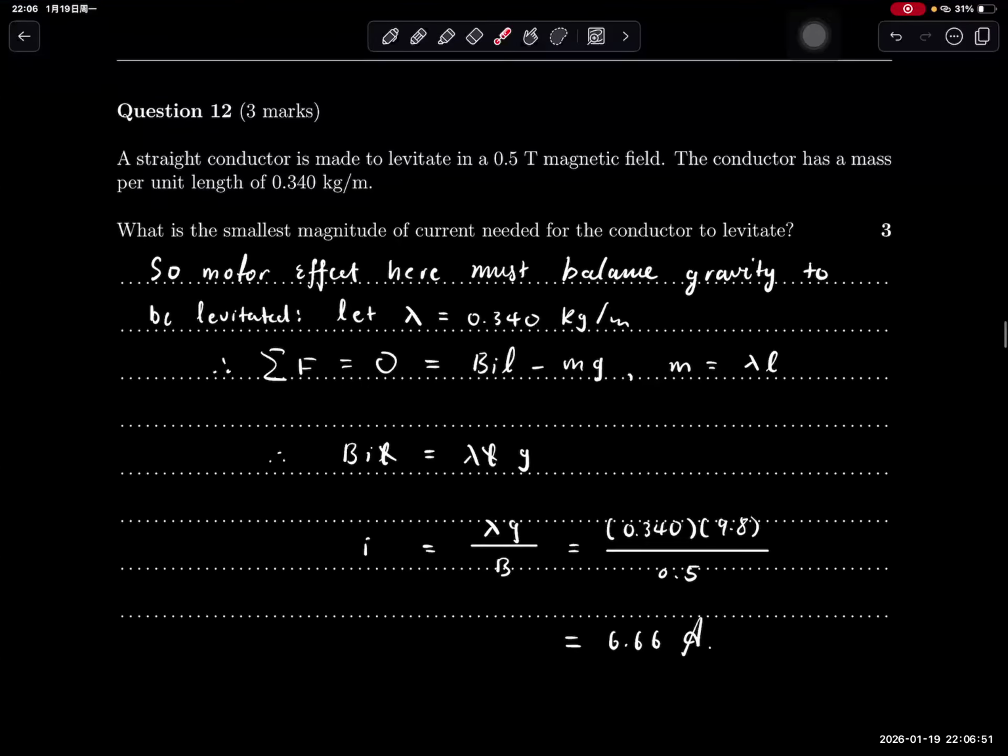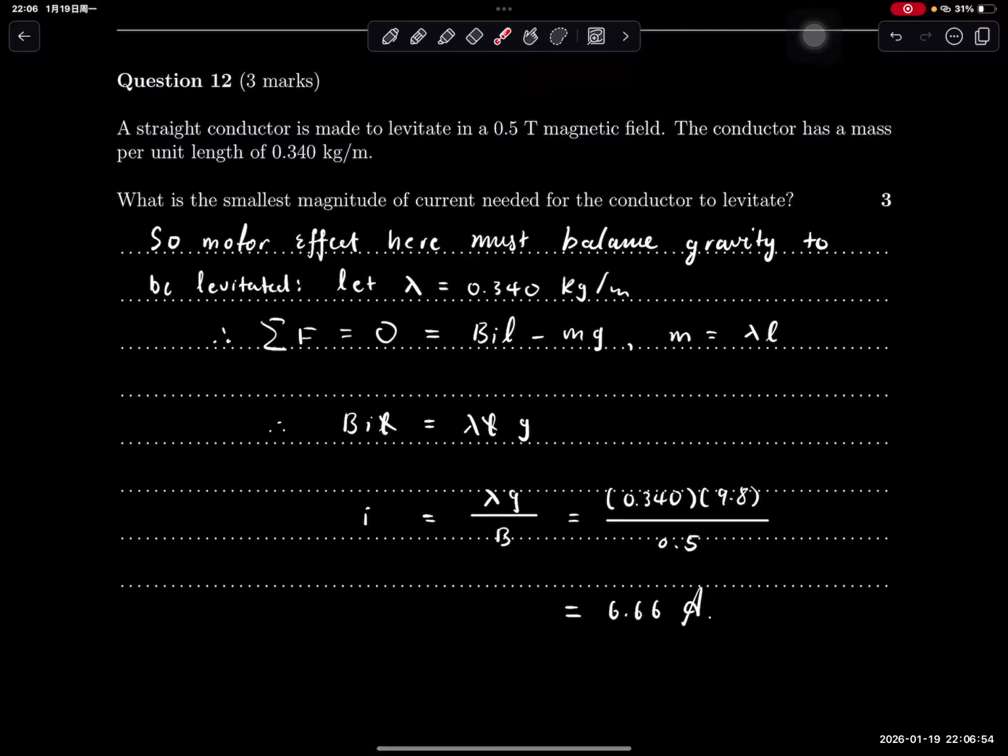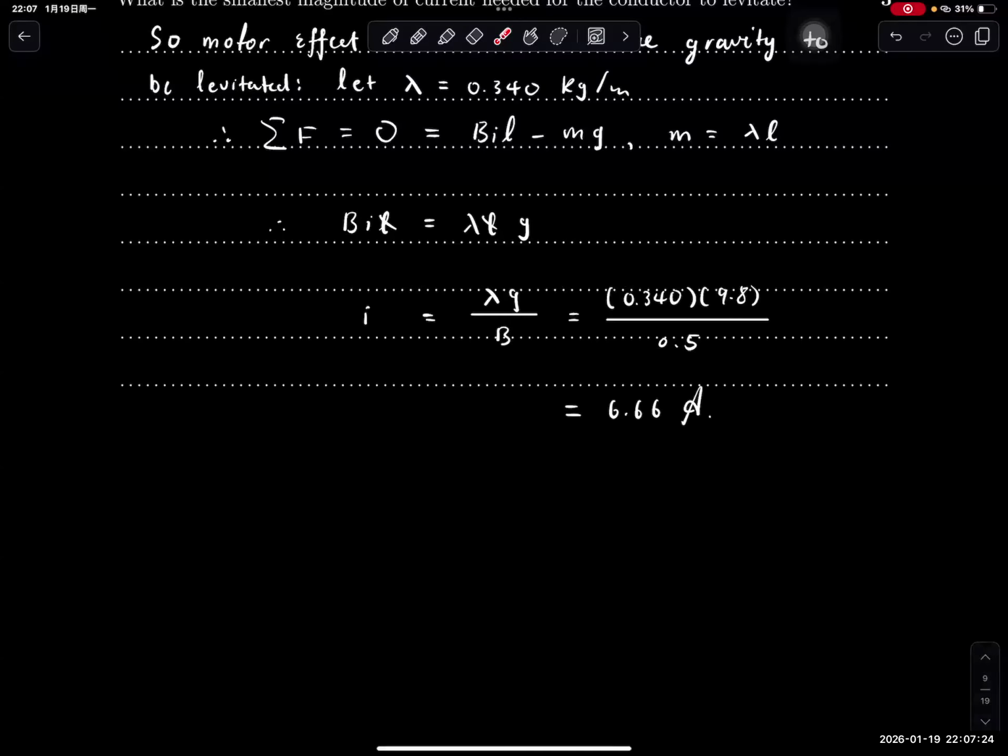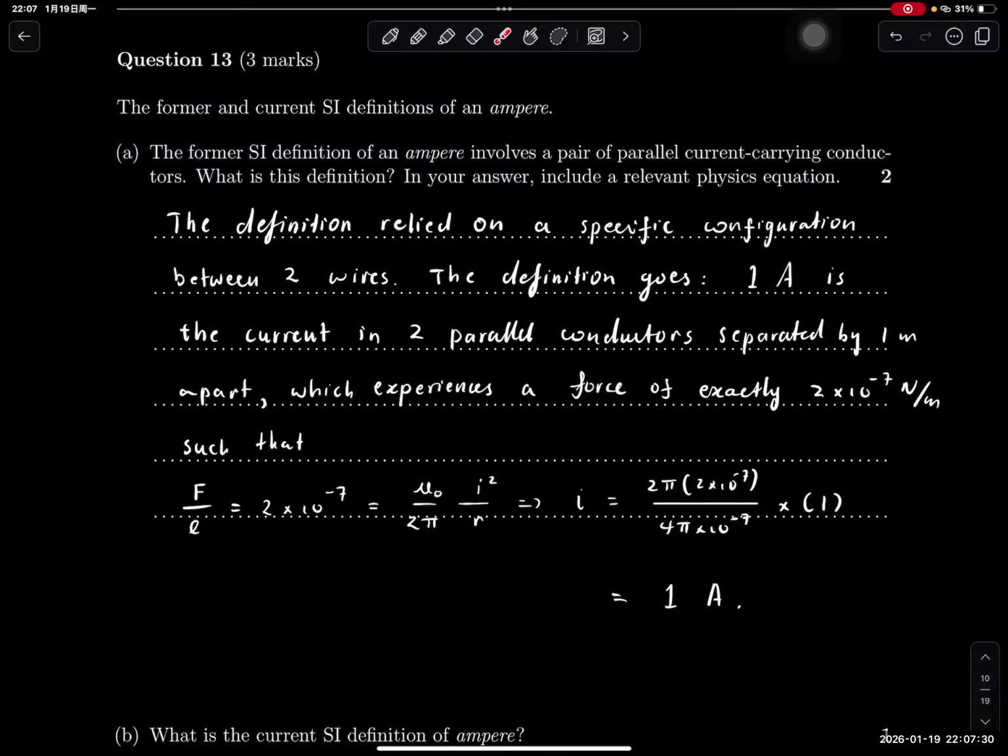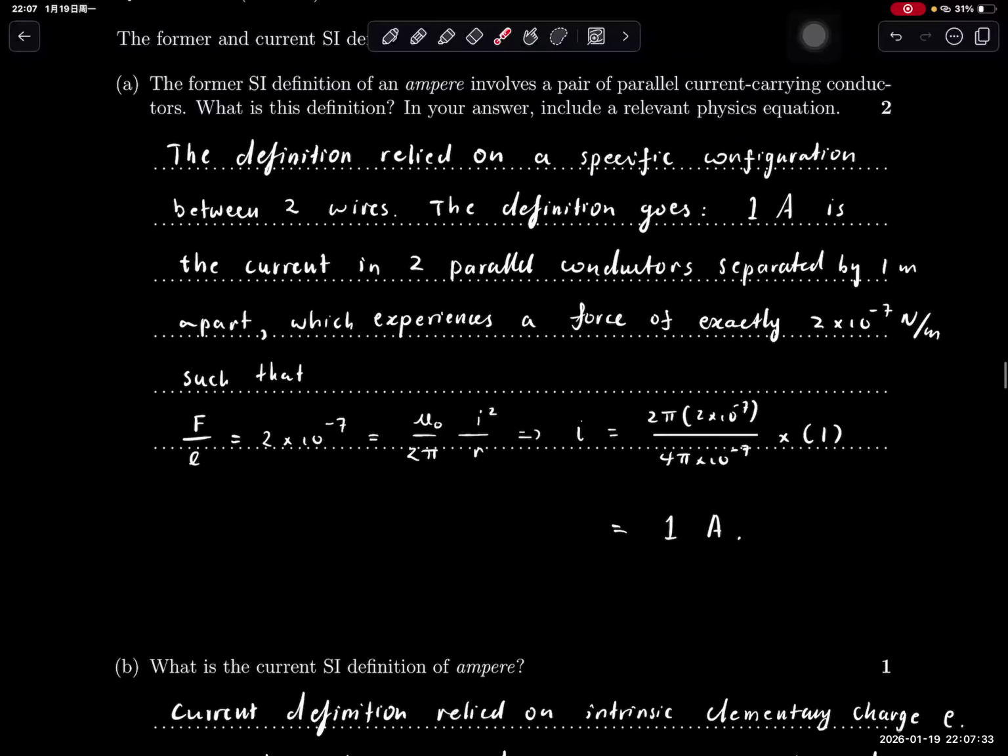We're going to define the mass density as lambda. Then we use the motor effect. For levitation, the net force is zero. So BIL minus mg is zero. Because m equals L times lambda, by definition of what lambda is, we can get rid of the mass, and then we can cancel out L. We end up getting I equals lambda times g over B. That gives our final answer: 6.66 amperes. For the next question, we have a definition of amperes being used.